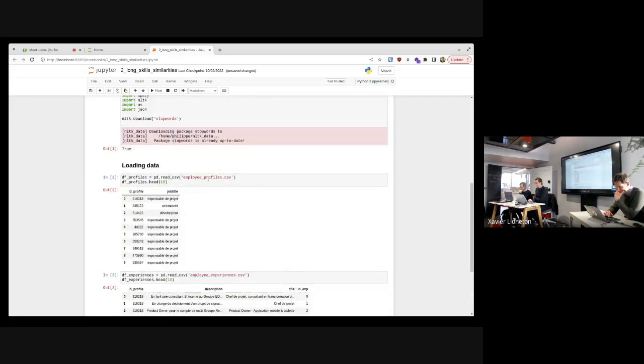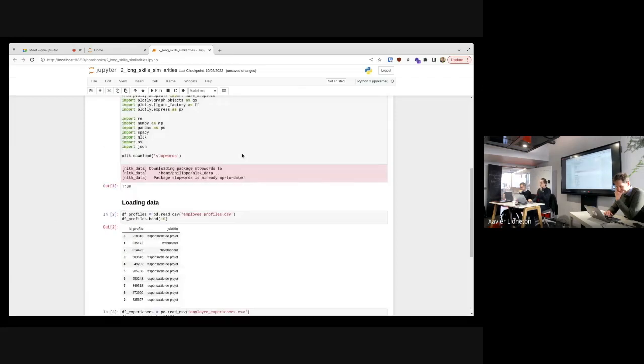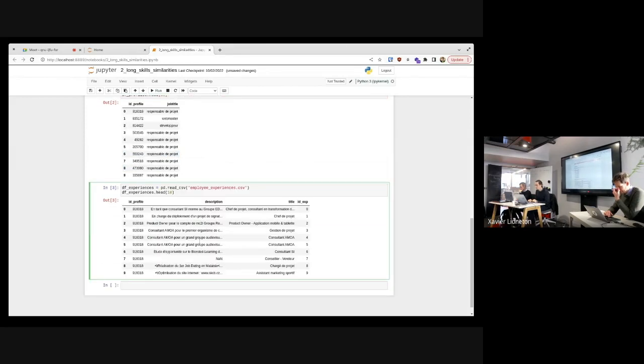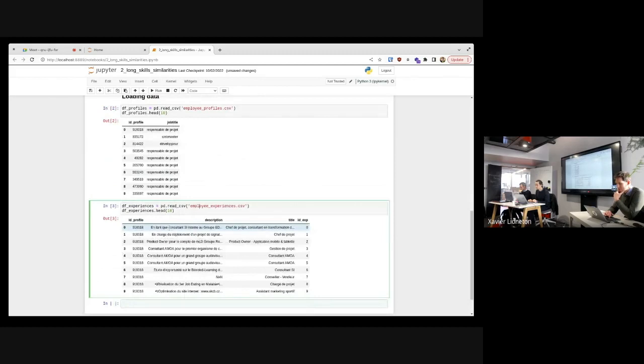Employee profiles. Okay, so now we have 2 data sets that we give you. The first one is the same as before, the employee profiles. The second one is employee experiences. Here, what employees put is free text. For example, the first employee has an experience in which they say, en tant que consultant SI interne au groupe, and so on. So it's actually a full-on sentence that says what the employee has been doing in their job.